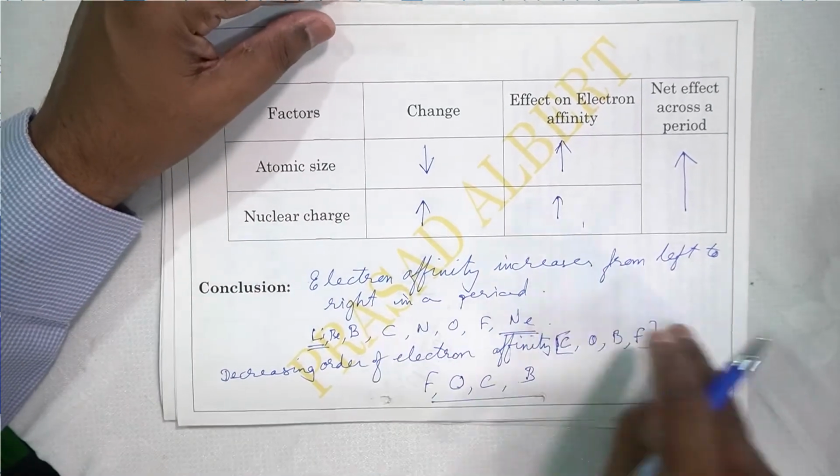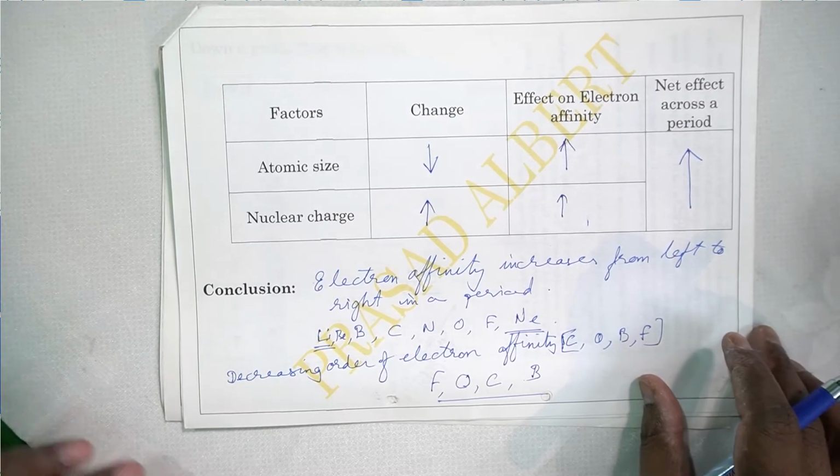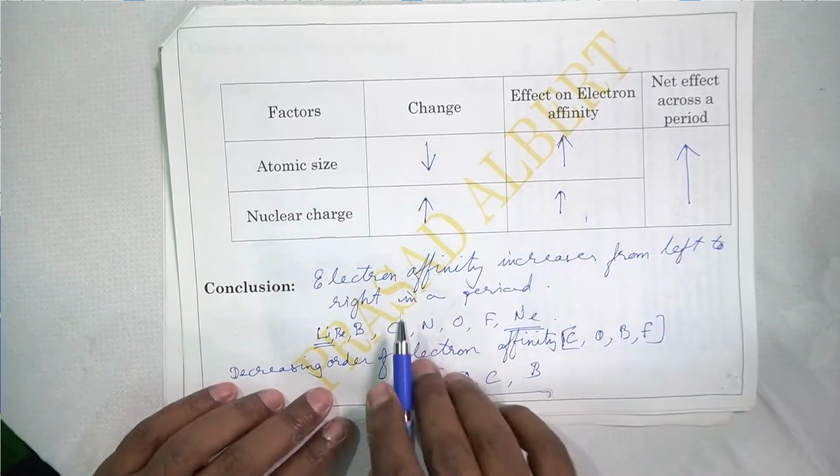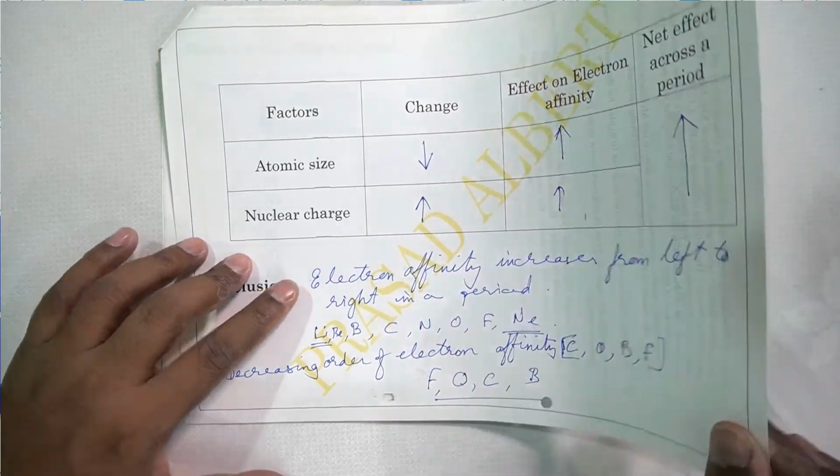So any elements can be taken from periods. They may give you 3 or 4 elements together and ask you to arrange in the increasing order or decreasing order. So just keep this in mind, it increases from left to right. So in the correct order you may arrange. Now let's see what happens down a group.